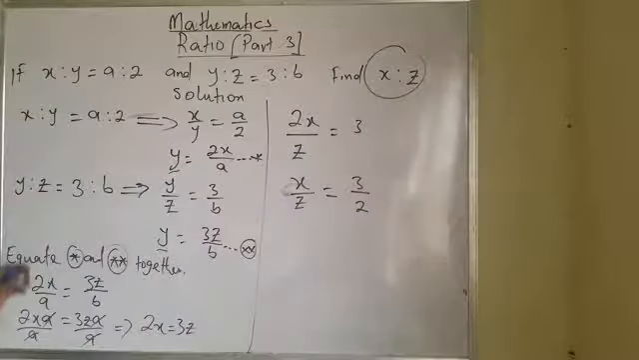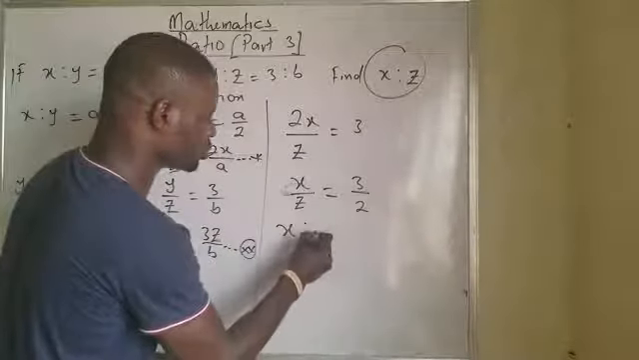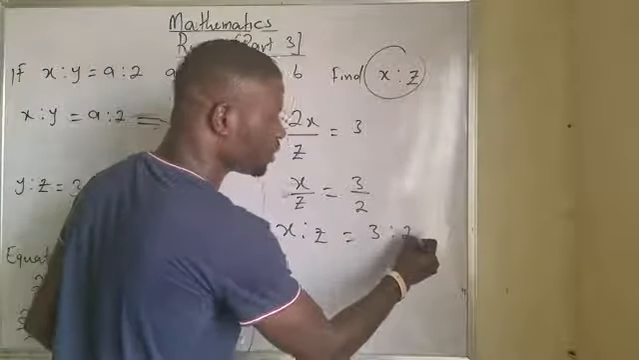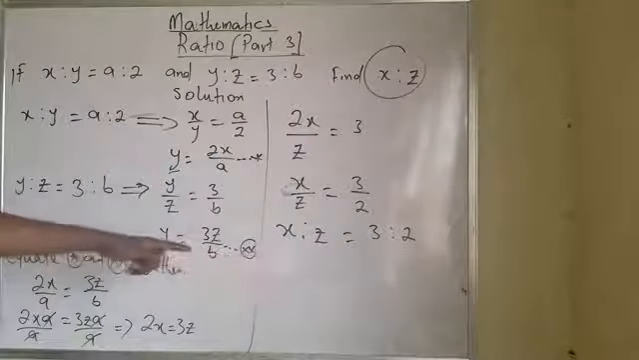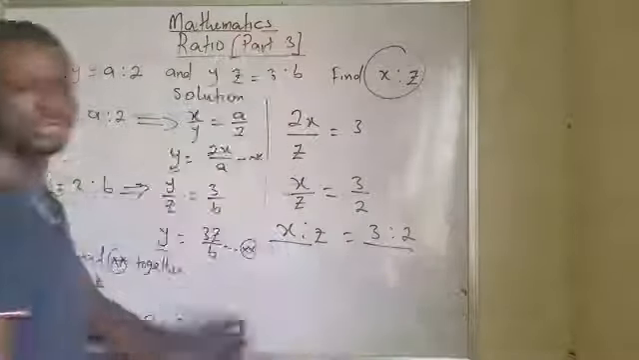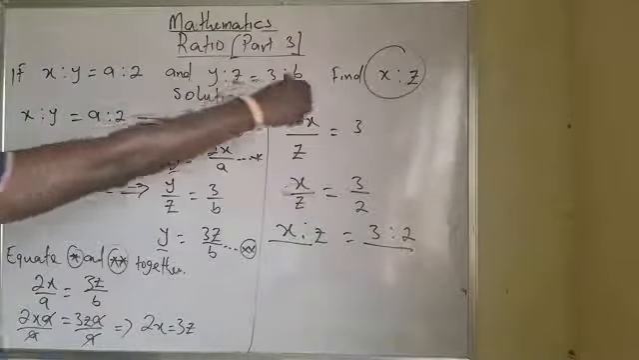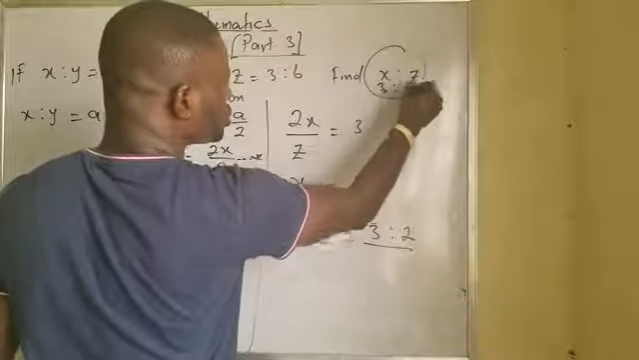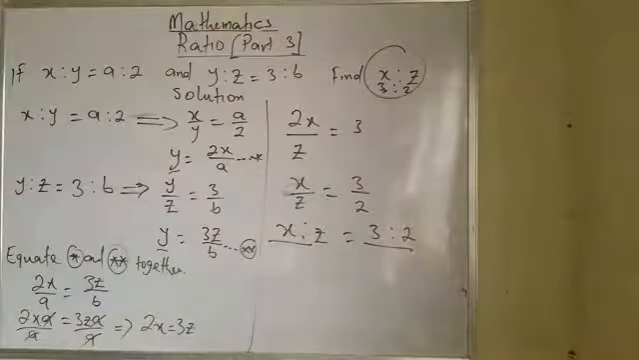Now, can you see what I'm saying? I can now say that x ratio z will be equal to 3 ratio 2, because I've explained that earlier. Can you see that this is equal to this? Successfully done, and that is what you are looking for. It means 3 ratio 2. That is all. I think this is very interesting.